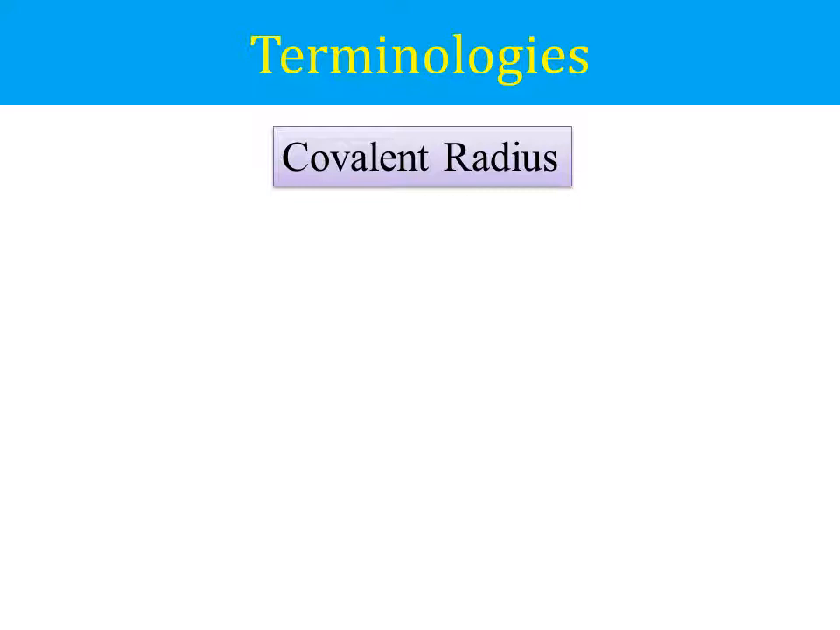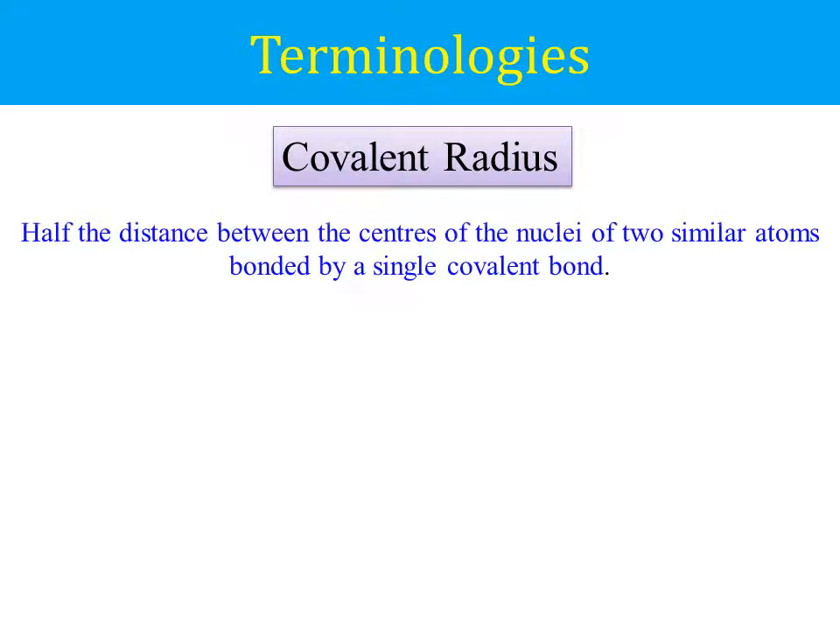How? It is basically half the distance between the centers of two nuclei of two similar atoms bonded by a single covalent bond. Once again, half the distance between the centers of two nuclei of two similar atoms bonded by a single covalent bond. Now, there are certain important points within this definition. The first is the covalent bond. The second, two similar atoms. These two are the important points when you are focusing on covalent radius.